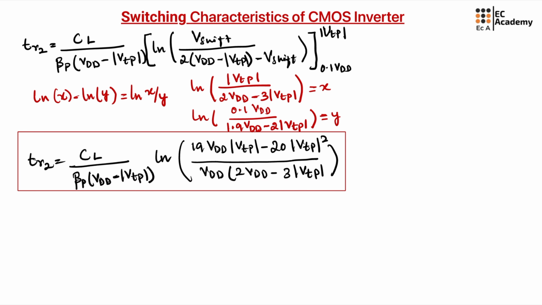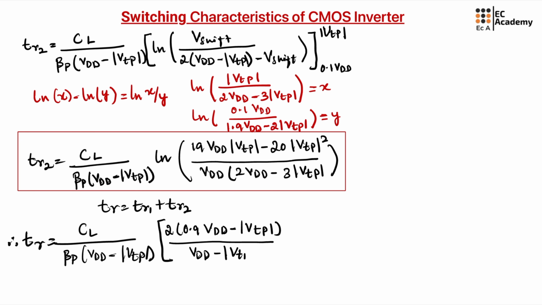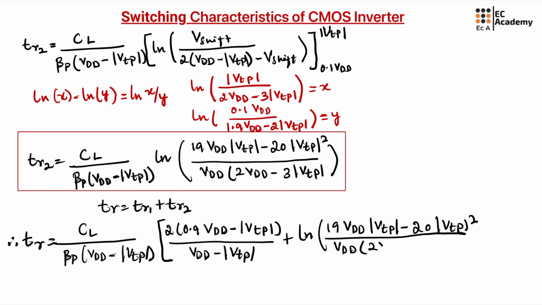Therefore TR is equal to TR1 plus TR2. Therefore we will get TR is equal to CL divided by beta P into (VDD minus absolute value of VTP) into (2 into (0.9 VDD minus absolute value of VTP) divided by (VDD minus absolute value of VTP) plus ln of (19 VDD into absolute value of VTP minus 20 absolute value of VTP square) whole divided by (VDD into (2 VDD minus 3 absolute value of VTP))).